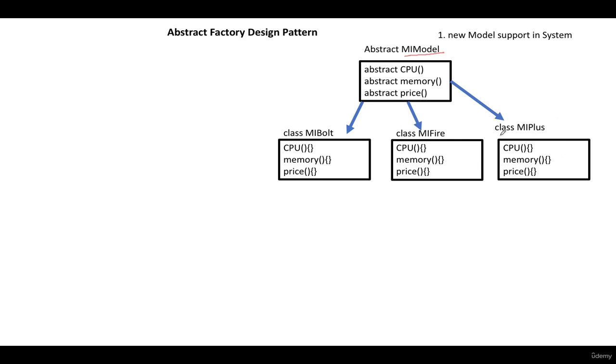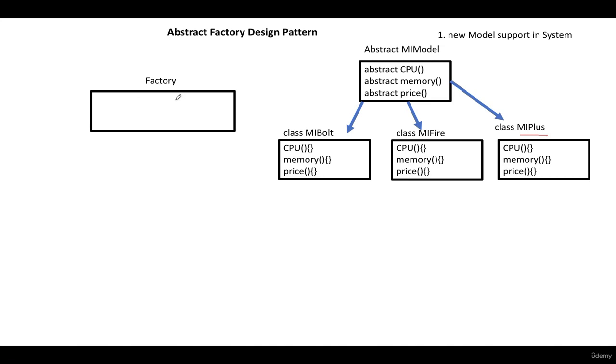So we create a new derived class, that is MI plus. It also extends the main parent class, that is the abstract MI model, and then it implements all these three abstract methods differently in its class. So we introduce one new model, that is MI plus, and then we have the factory.